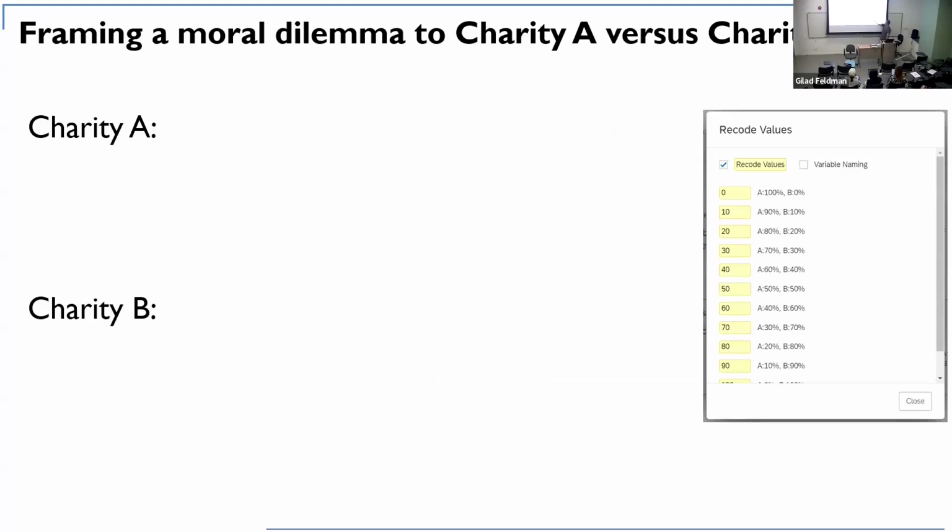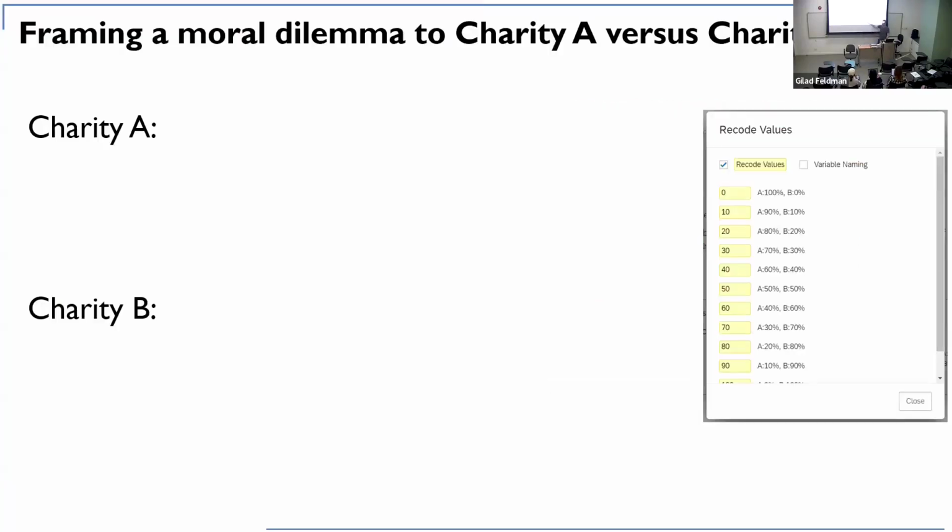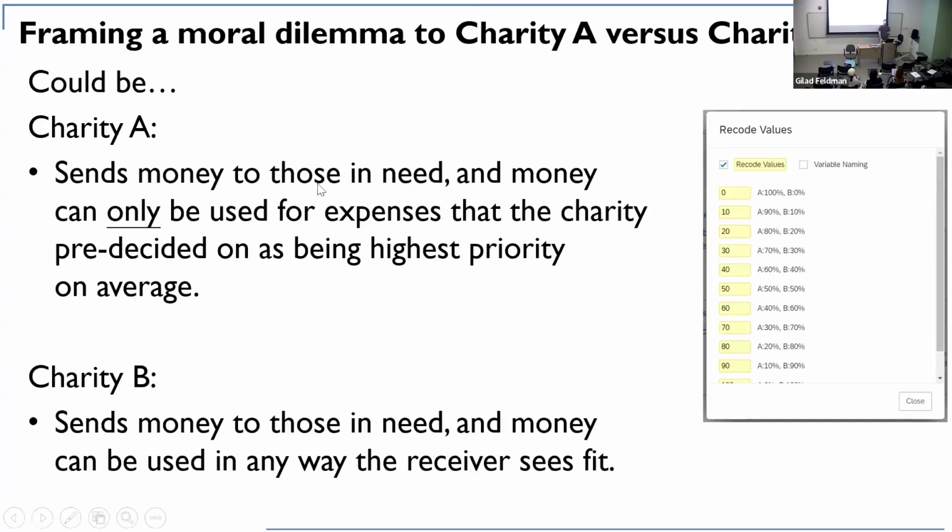So for example, I'll give you this, charity A and charity B, and I'll ask you to come up with a factor. So if we take, for example, Give Directly that we just discussed, giving people cash directly, then I'll ask you, okay, so you have an idea about a charity. How would you compare this, charity A, charity B? How would you translate this to an experiment? So this is the way that I suggest of translating Give Directly. For example, charity A sends money to those in need. Money can only be used for expenses that the charity pre-decided as being the highest priority on average. Whereas charity B just sends money directly to people in need. Money can be used any way the receiver sees fit. So this is one way we can take an idea of a charity, let's say Give Directly, and form this into an experiment to see what people will do.